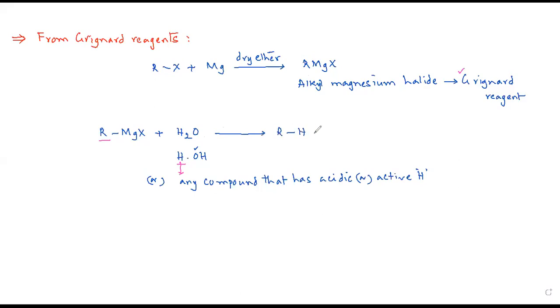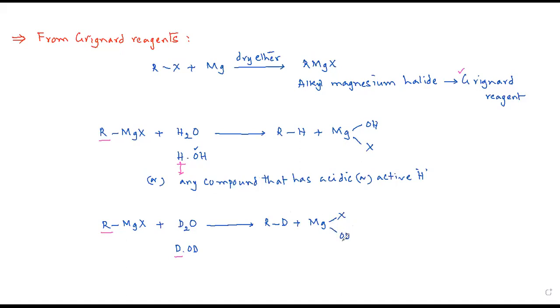We get RH plus this magnesium hydroxy halide. Supposing if we consider heavy water in place of ordinary water, even this can be written as DOD for convenience. The same thing. You get deuterated alkane, RD plus MgXOD.